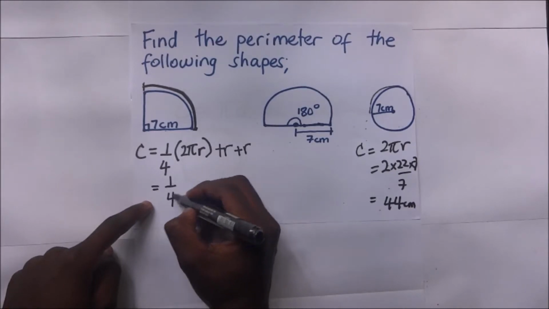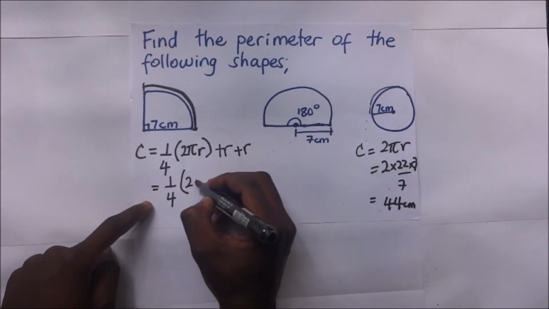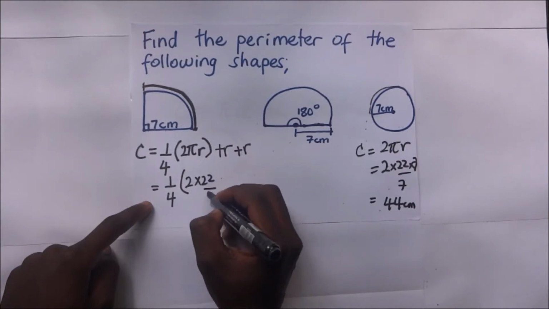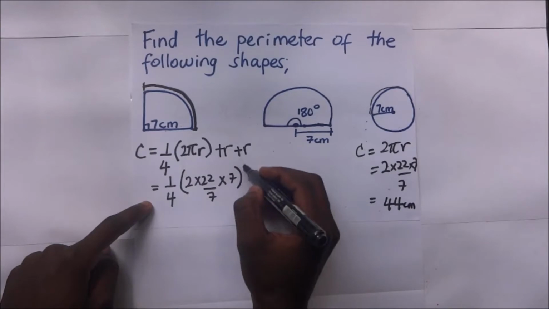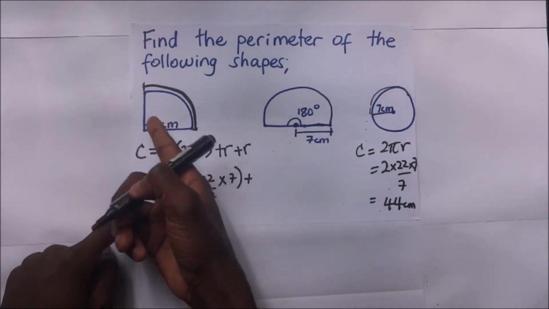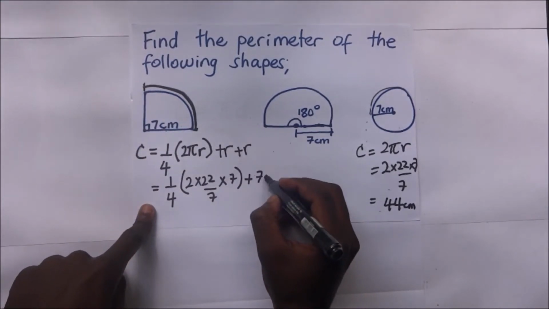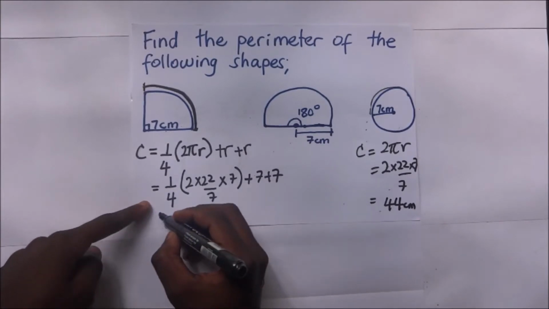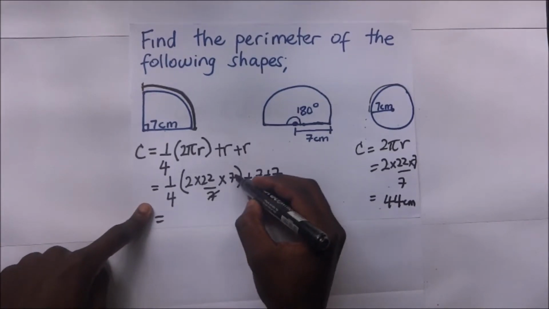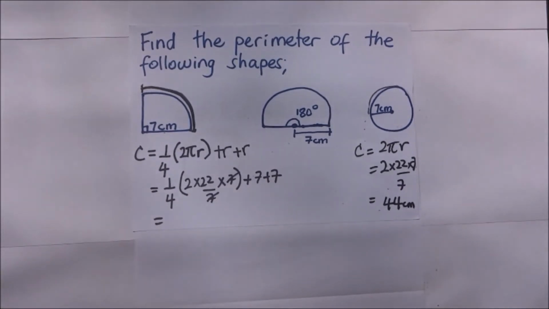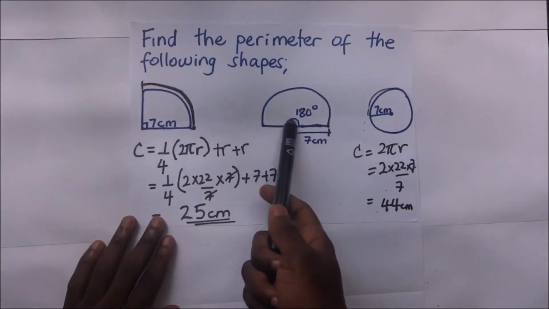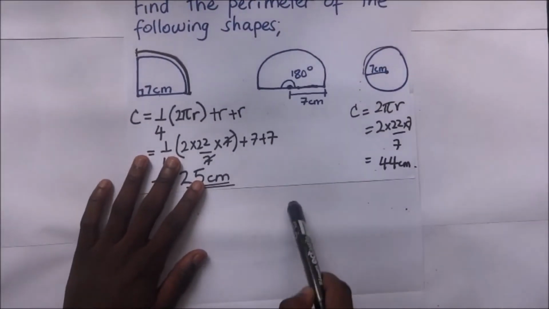It's going to be a quarter times 2 times 22/7 times the radius, which is 7, plus the radius, which is r, and r, which is plus 7 plus 7. And of course the answer we shall get there is 11 plus 7 plus 7, because the same happens to this. We shall calculate this right here.